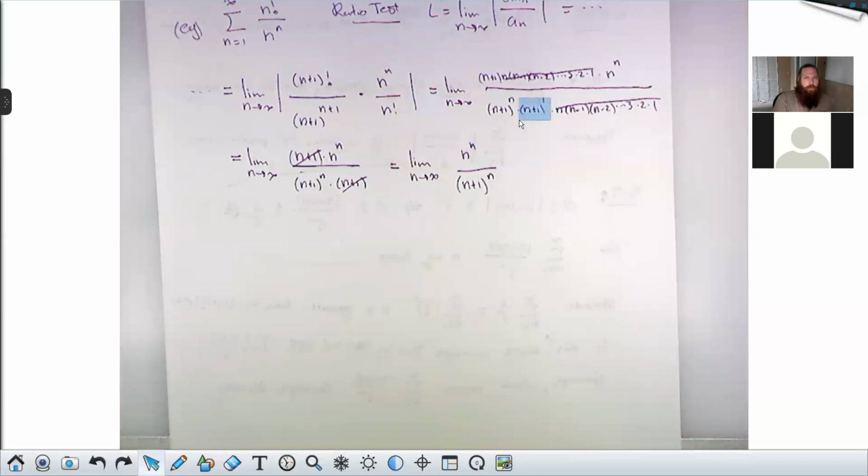n plus 1 to the 1 came from n plus 1 to the n plus 1. So n plus 1 raised to the power of n plus 1 is n plus 1 raised to the power of n times n plus 1 raised to the power of 1. Yeah, it's a little sneaky. Yep, lots of exponent rules.